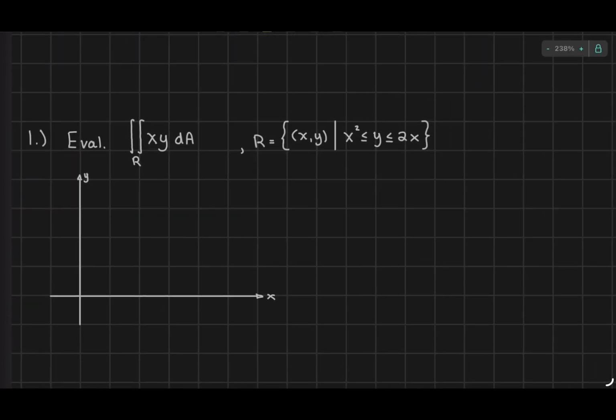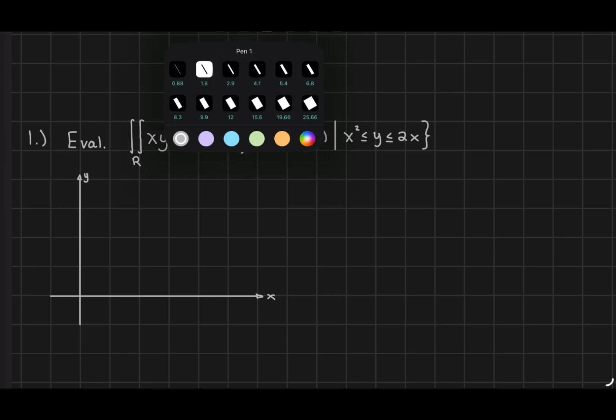We are asked to evaluate the double integral of xy over the region R, where R is the set of (x, y) such that x squared is less than or equal to y is less than or equal to 2x. We're given our region R, but it might be unclear what our bounds are going to be, and how we're going to translate our set notation into bounds. Let's think about it.